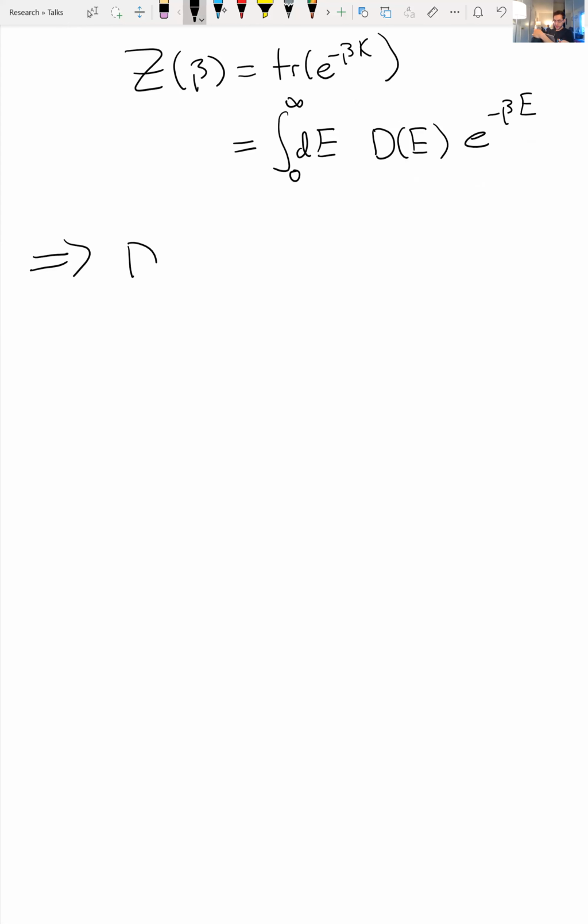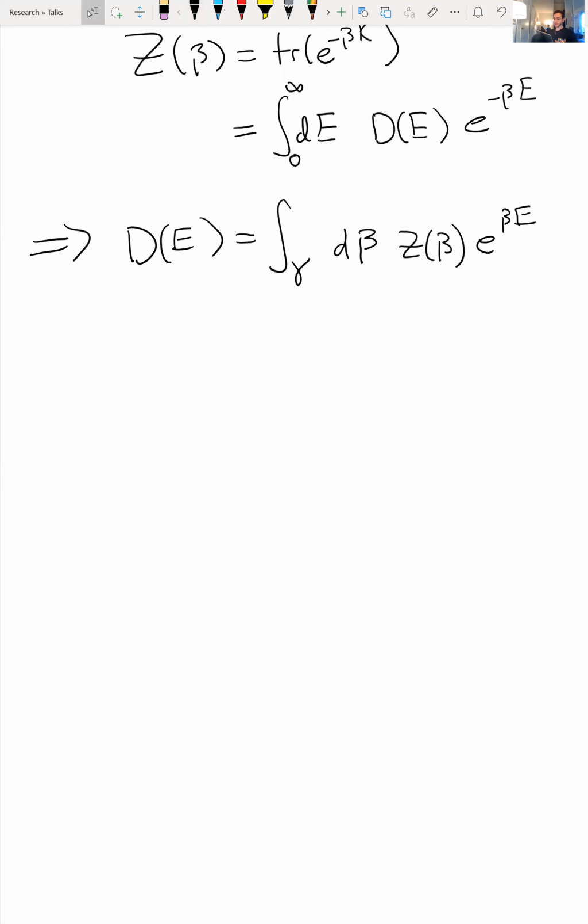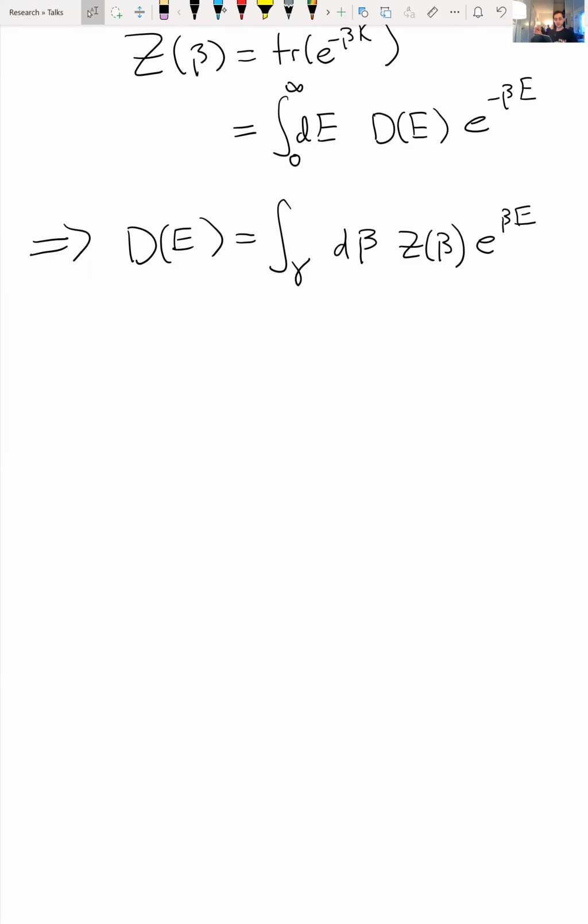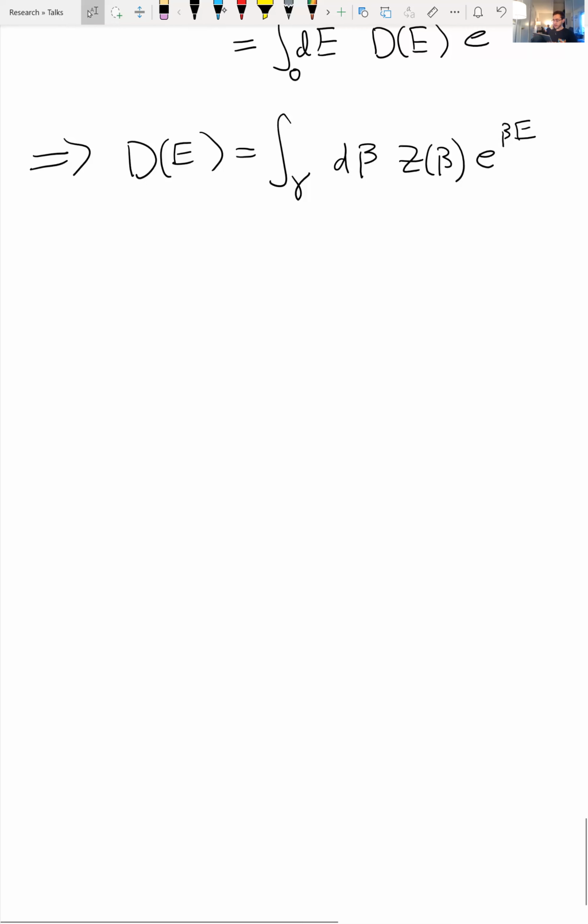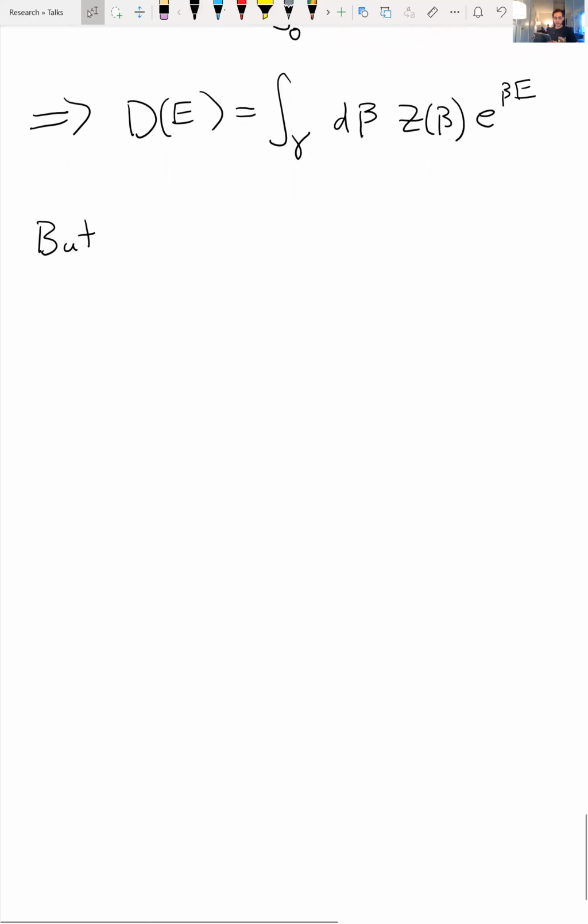So I can invert that Laplace transform. If you're not familiar with Laplace transforms, don't worry too much, the details aren't important. I do some contour integral of the partition function in the complex beta plane, and that gives me the density of states. This is what people mean when they say that knowing the partition function of a Hamiltonian explicitly gives you the spectrum. You can take an inverse Laplace transform of the partition function. But what we're really going to be doing is trying to evaluate this integral, or at least put some constraints on it, in order to talk about the density of states for a holographic modular Hamiltonian.